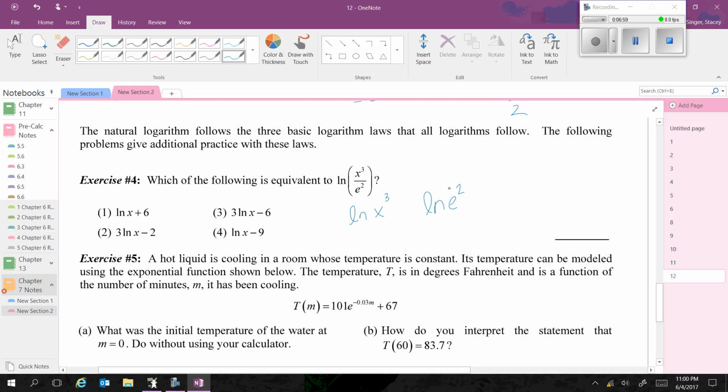What do you do when you're dividing? You subtract the logs. So I'm subtracting between them. And then log properties say I can move my exponents out in front. So I end up with 3 natural log of x minus 2 natural log of e. And the natural log and e are inverses of each other, so they cancel out, which gives me 1. So I end up with choice 2 as my answer.